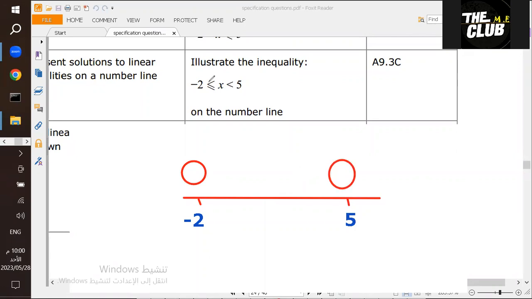Since -2 is included, the circle will be closed. And the other one, the 5 is not included, so the circle will be open. And we just match them with a line like this. It means x is between -2 and 5. 5 is not included, but -2 is included. That's the idea for this question. Now we know how to put an inequality on a number line. Now let's move on to the next one.